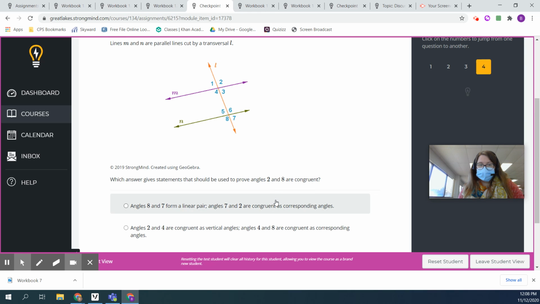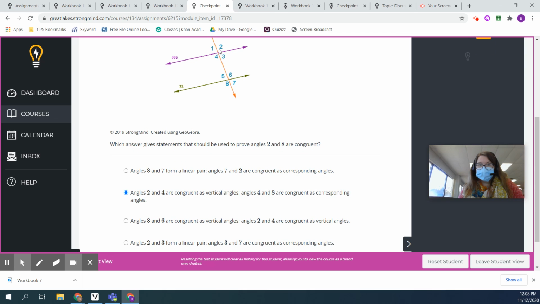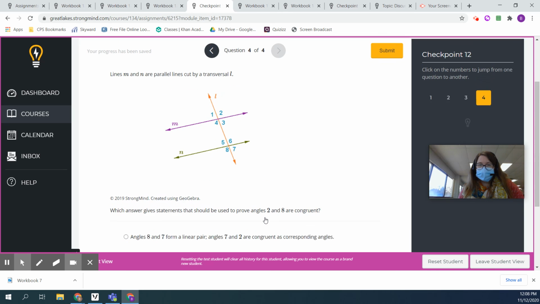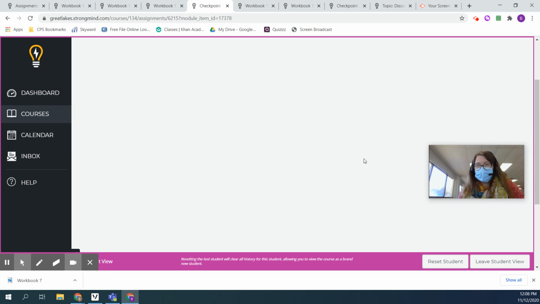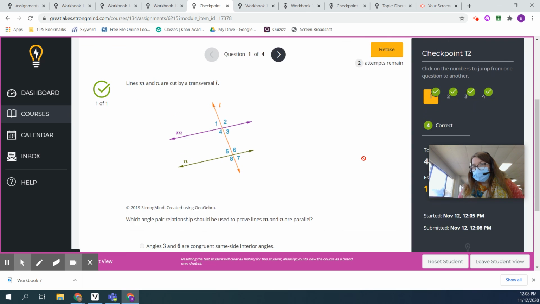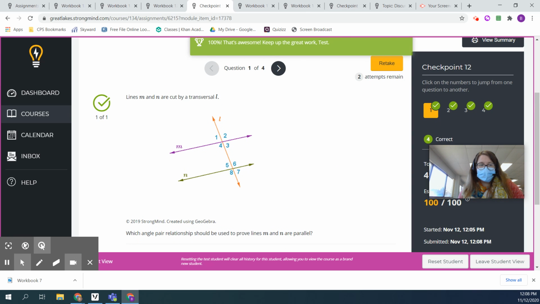They're congruent. So 2 and 4 are congruent vertical. Good. 4 and 8 are congruent as corresponding. That's a good one because we talked about those being congruent. So then therefore those two will have to be congruent. I'm just going to stick with that one. I like it. Let's look at that number 3. Did it work out? It did. Okay, good. So that was the end of 12.